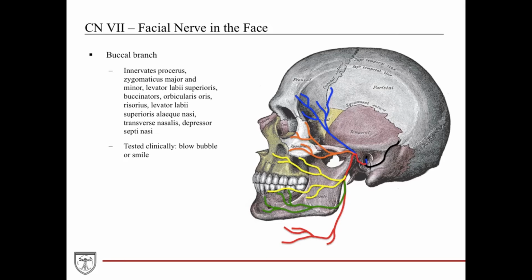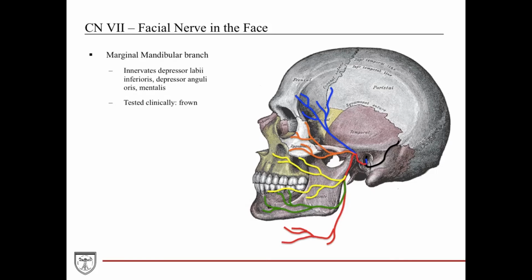The yellow one over here, the buccal branch, innervates a lot of those mid-face muscles, so things like your zygomaticus major and minor, your levator labii superioris, buccinator, your orbicularis oris around the mouth, risorius, levator labii superioris alaeque nasi, transverse nasalis, and of course the depressor nasi. So a lot of those nasal muscles and those upper lip muscles are all pretty much buccal branch. Also to mention, you test this by blowing a bubble or telling someone to smile.